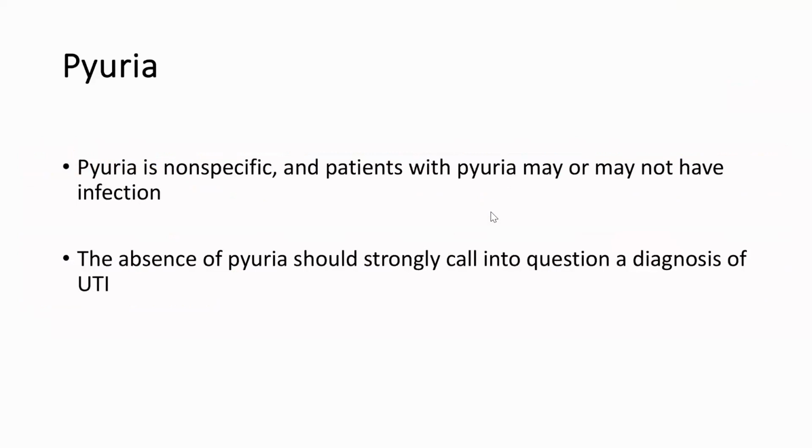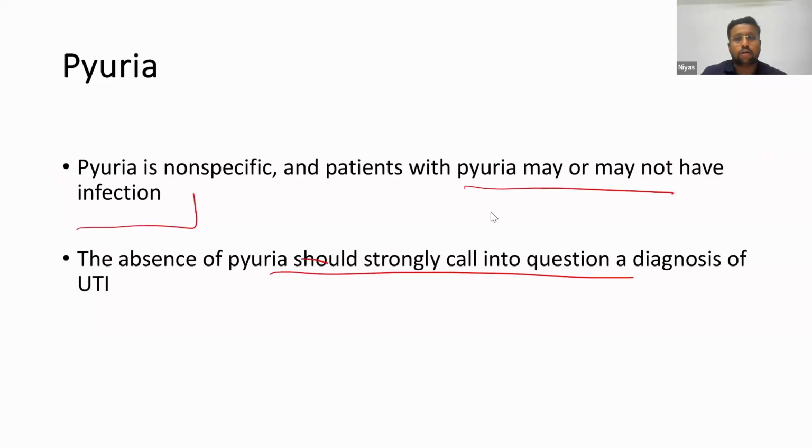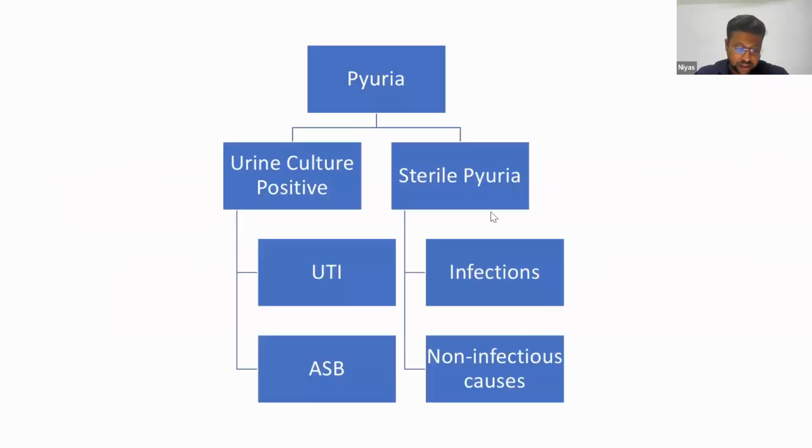Anyway, pyuria, what I wanted to say, is non-specific. Patients with pyuria may or may not have infection. The absence of pyuria should strongly call into question a diagnosis of UTI. It means that though it is non-specific, in a patient you are suspecting urinary tract infection, it's very unlikely that they will not have any pyuria. So both ways important.